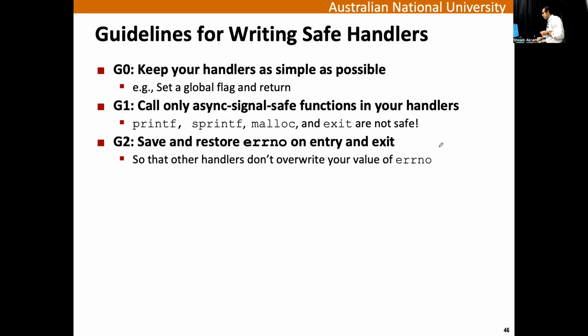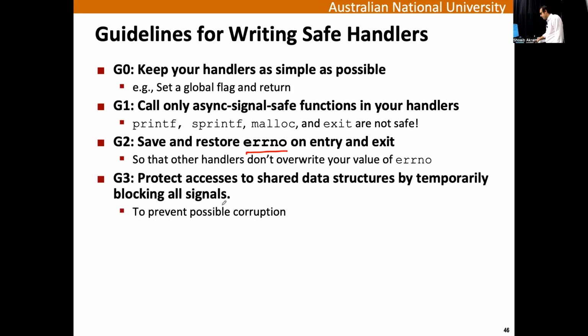So save and restore errno on entry and exit. The main program might be using errno for a particular reason. And if your signal handler calls a function that changes errno and you return to the main program, then you lost the errno that the main program wants to use. So save and restore errno.